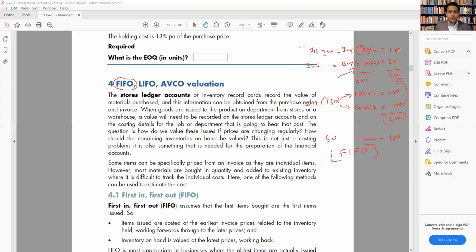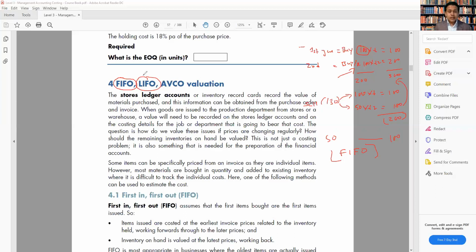Let's move on to the next one, the LIFO. According to LIFO, this is the opposite of FIFO. LIFO is banned in a few countries. In some countries in Europe and Asia, you are not allowed to value your inventory using LIFO. There is a reason, because if you use LIFO, what happens? You might make your inventory more valuable.